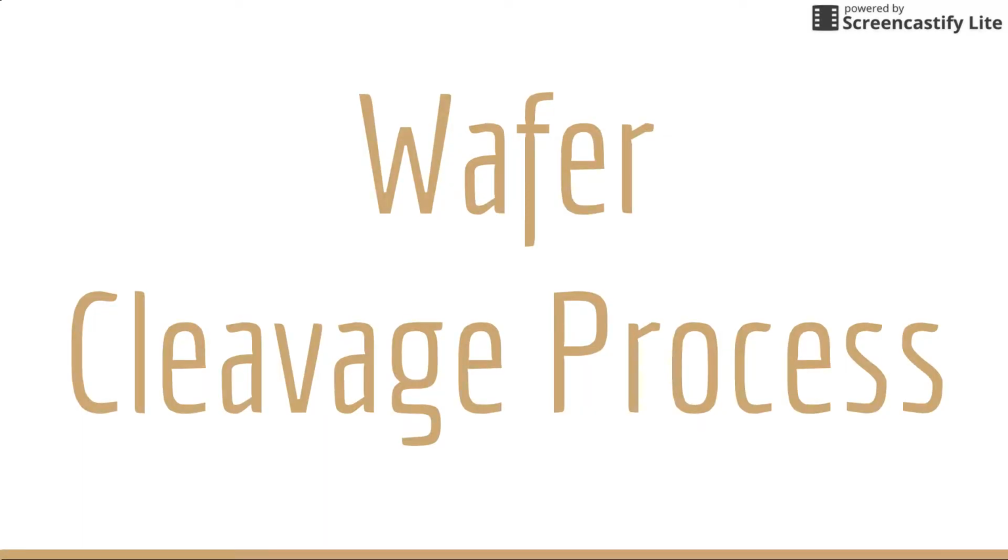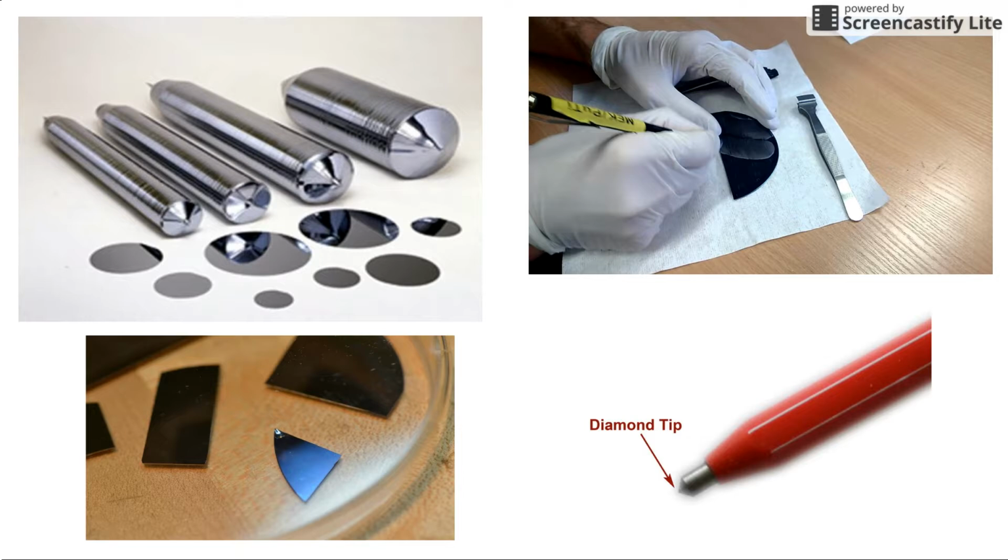Wafer cleavage process. During the synthesis of the wafers, the manufacturer will cut flats in order to indicate the scoring direction that is to be used. To cut the silicon wafer into 1 by 1 centimeter squares, you would use a diamond cutter to score the edge of the silicon wafer. This is because cleavage fractures occur along the 111 or 110 plane in silicon.